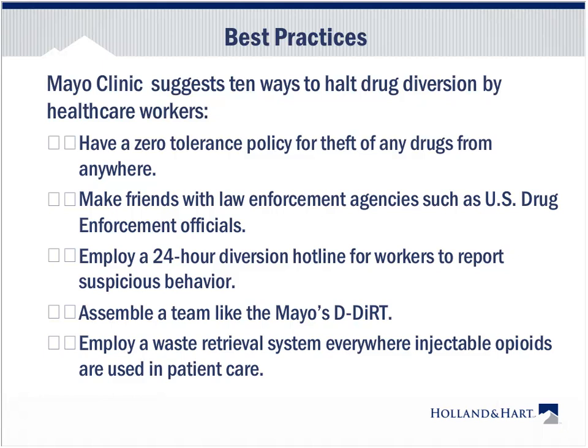Number two, make friends with law enforcement agencies such as U.S. drug enforcement officials and your local law enforcement agency so that you have a way to really quickly act. Number three, employ a 24-hour diversion hotline for workers to report suspicious behavior. It's probably only viable for larger facilities, and it's obviously expensive, but it does show that you are really taking this seriously so that it's more defensible for your lawyers later and hopefully really is being used by the workers to protect patients.